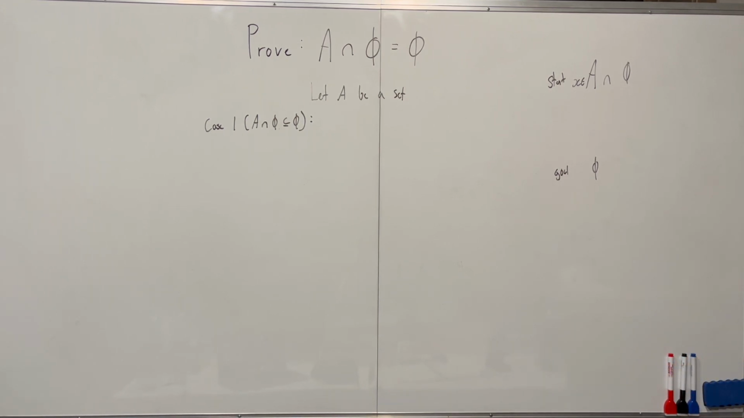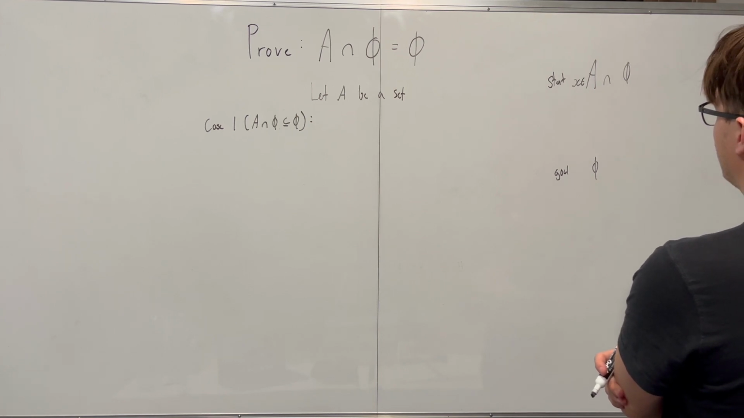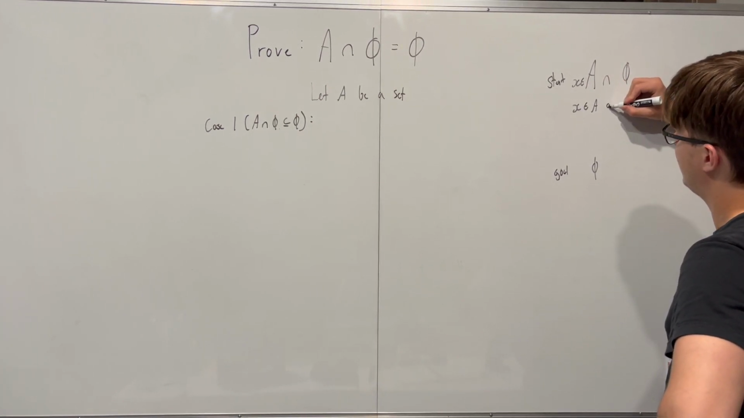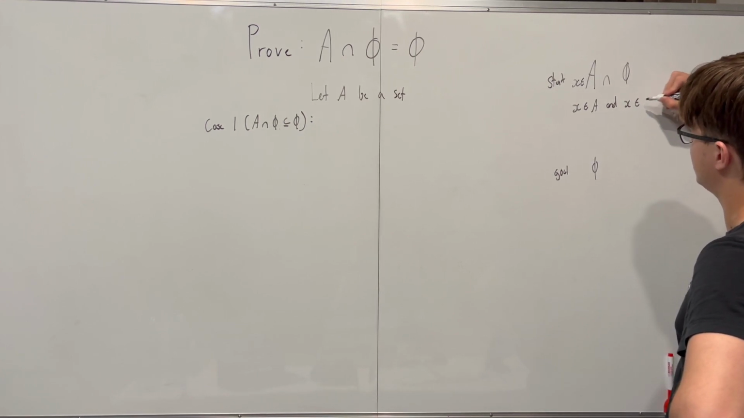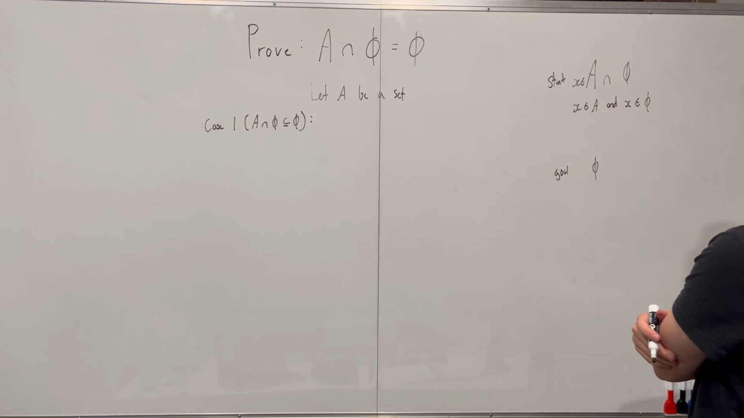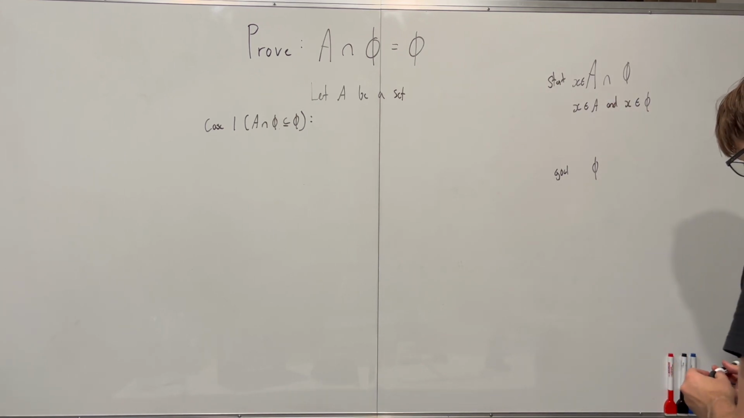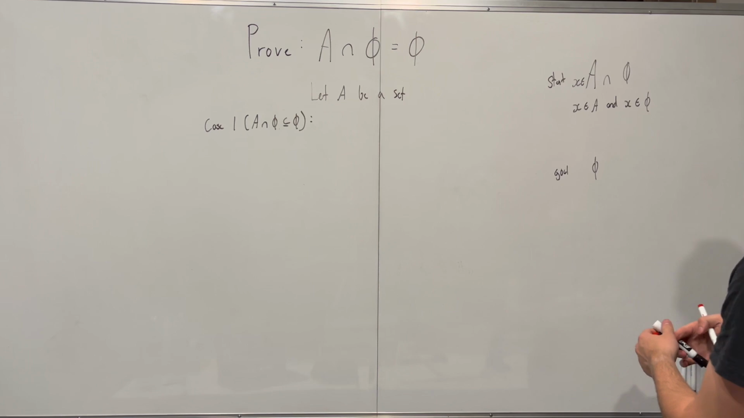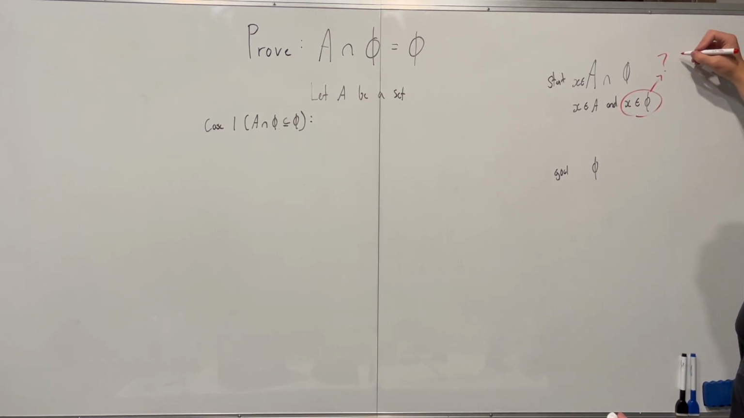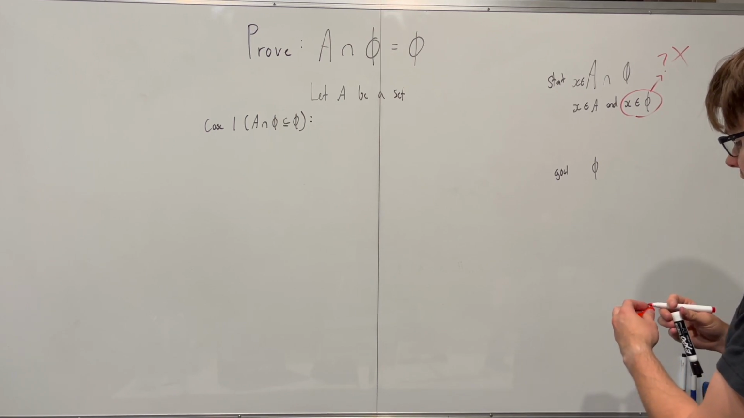Okay, well, for X to be in here, it means that X must be in A and X must be in the empty set. That's what it means for X to be in the intersection between the two. But we just notice here that there's a contradiction. This cannot be true. So that is false, which means there's a contradiction.